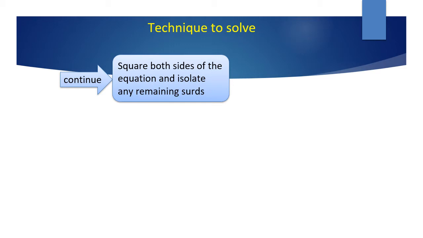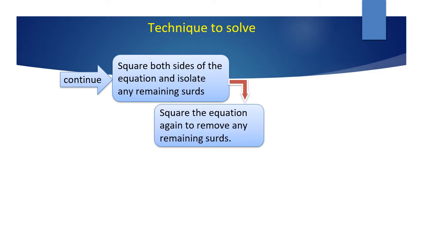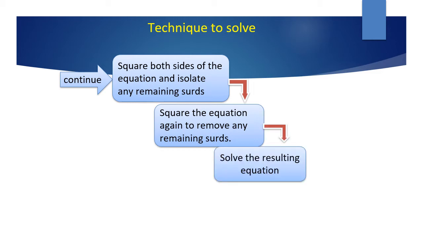Okay, what is the next step? Square the equation again to remove any remaining surds. So if we see we still have surds, that means we have to square again. What we should do is to think smartly and, if possible, make sure all the surds can be solved for the next step. And then solve the resulting equation. Don't forget to check your answer. Why? Because not all the answers satisfy the question.